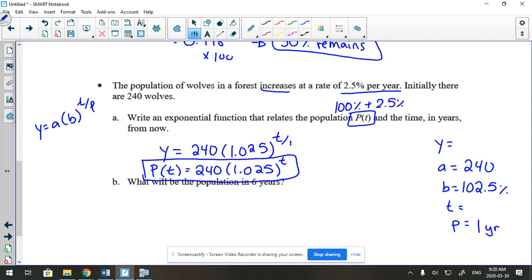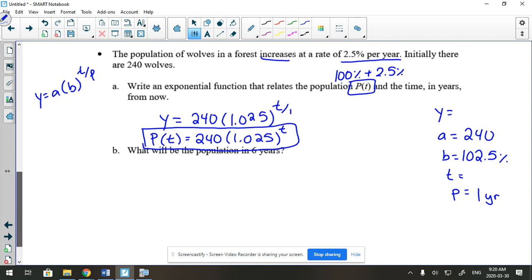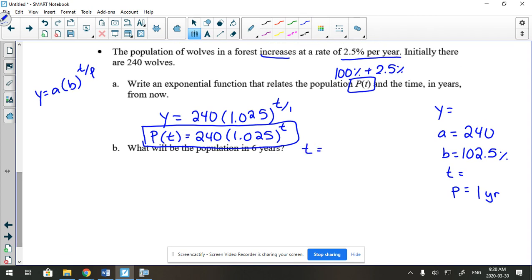And then it says, what will the population be in 6 years? That means your total time is 6 years. I'm going to just double check to make sure my units match for my p and my t, which they do. And you can just plug it in. So when t is 6, I'm just going to figure this out here, pop that in my calculator, round it to the nearest wolf. I can see that after 6 years, there should be about 278 wolves.